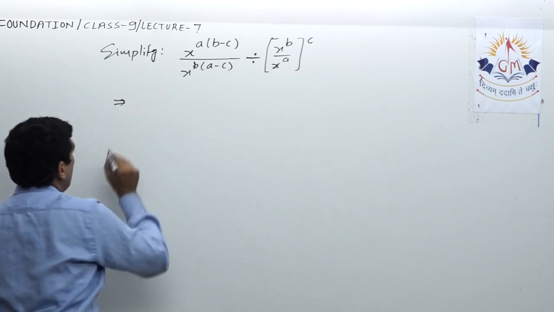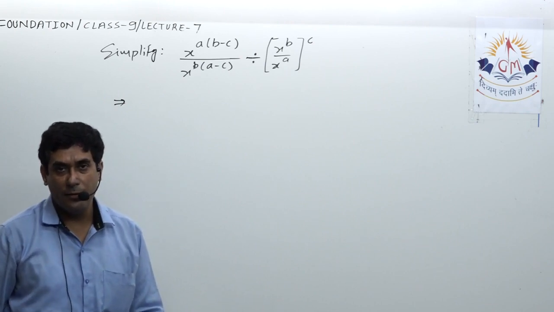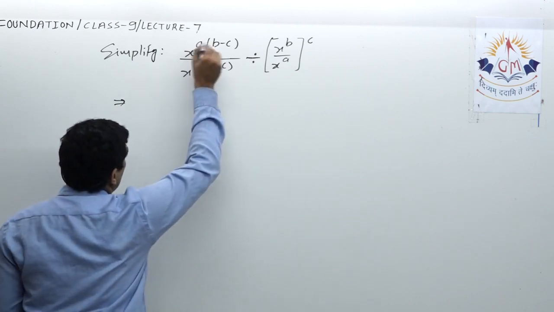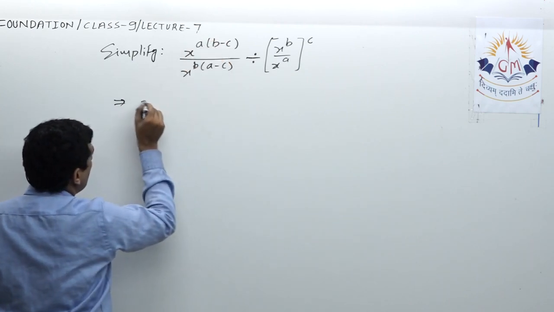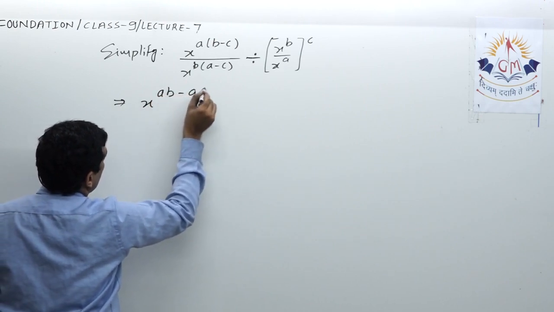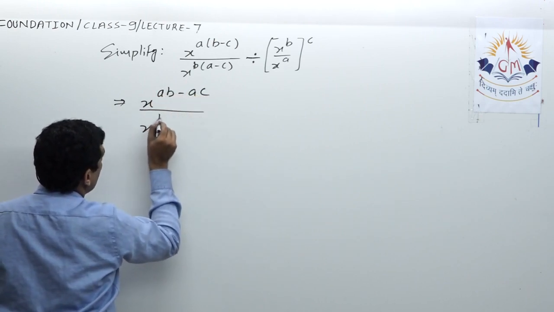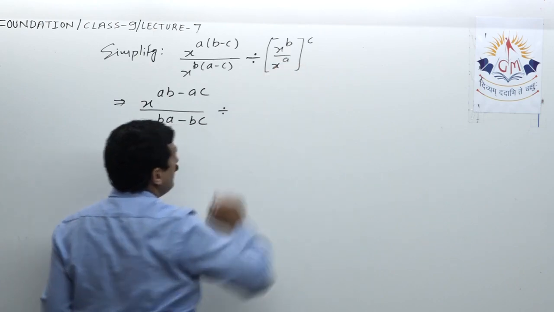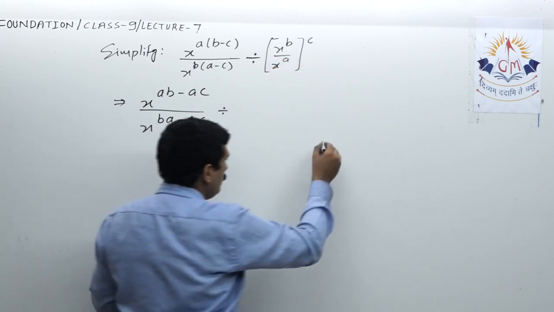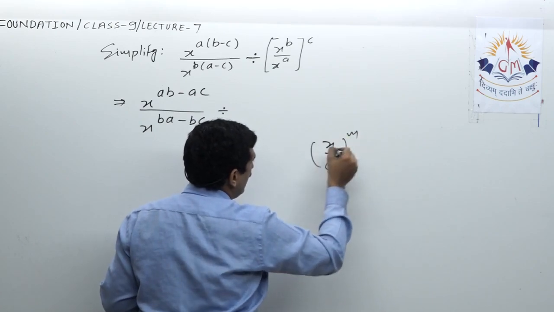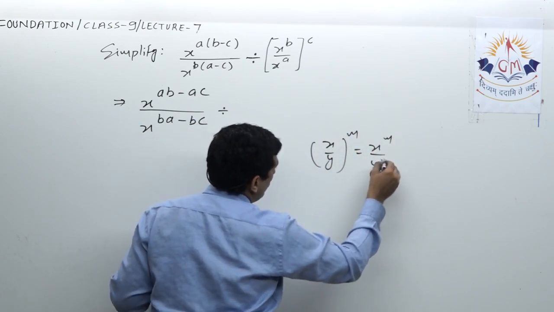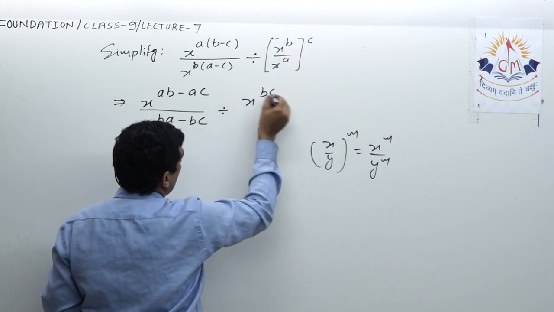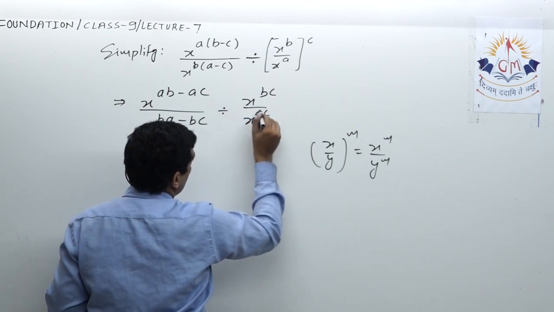So let us start. See, simply if you follow the laws of exponent, you will get the answer. Looks difficult, but it is very easy. So first of all, I'll open the bracket. So here I'll get AB minus AC. Over here I'll get x raised to BA minus BC, divided by. Over here again, if I apply the law, which law? x upon y raised to m is equal to what? x raised to m upon y raised to m. That means this power will come to this as well as this. So x raised to BC upon x raised to AC.